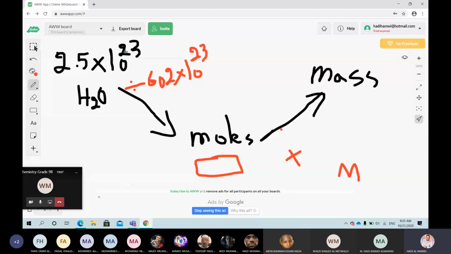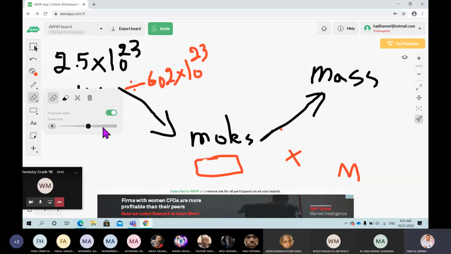Okay, let's solve this example. Who wants to solve this?